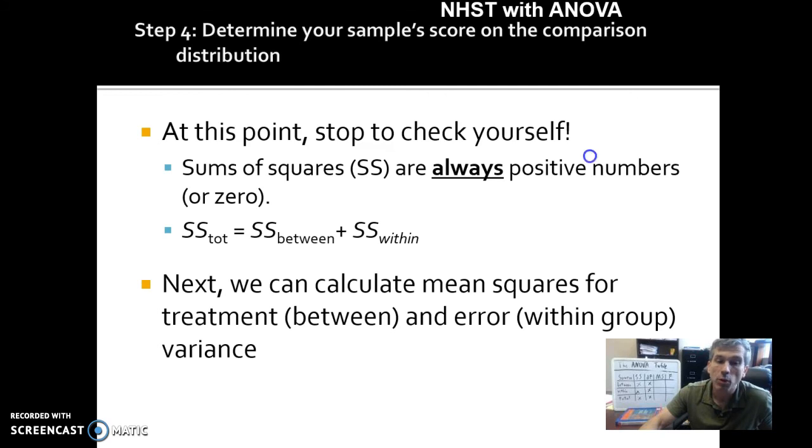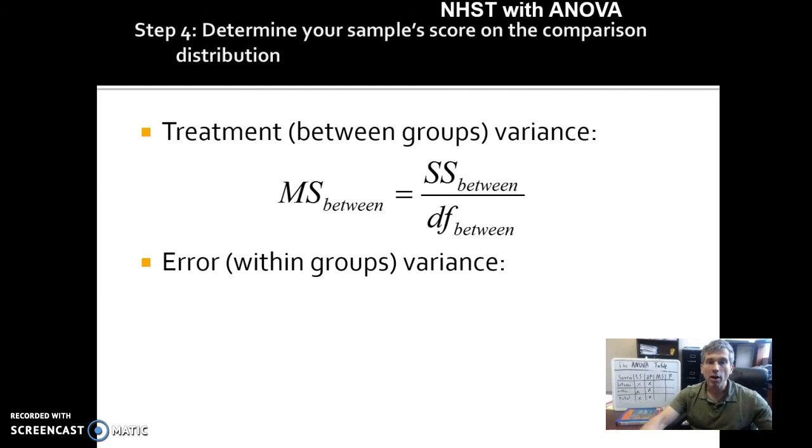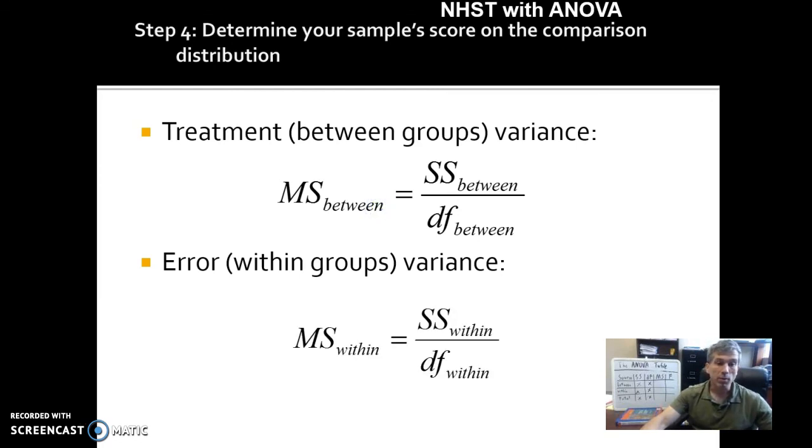You can think of a mean square as basically a variance. Here's our formula for mean square between. Again, we have subscripts here, but it's just sum of squares divided by degrees of freedom. Hey, that's the same thing as that variance formula. Why do we call it mean square here and not elsewhere? I don't know. It has something to do with the people that originated ANOVA and how they preferred to describe these things. But it basically is a variance, just with a different label. For error or within groups variance, same equation, just plug in sum of squares within and degrees of freedom within.